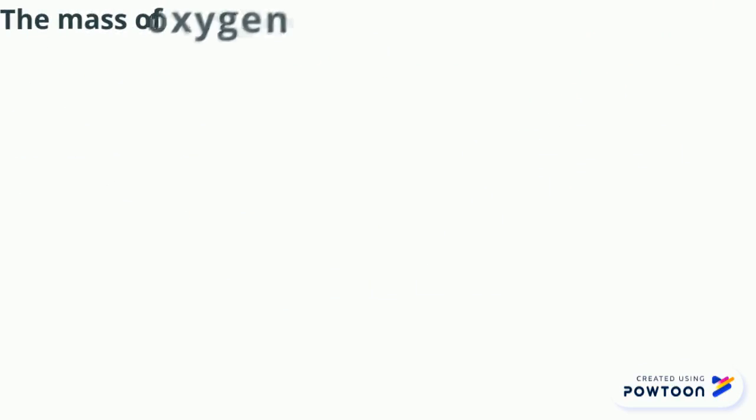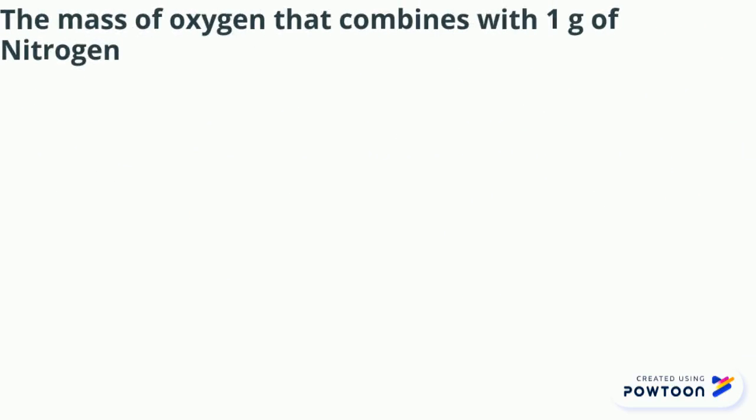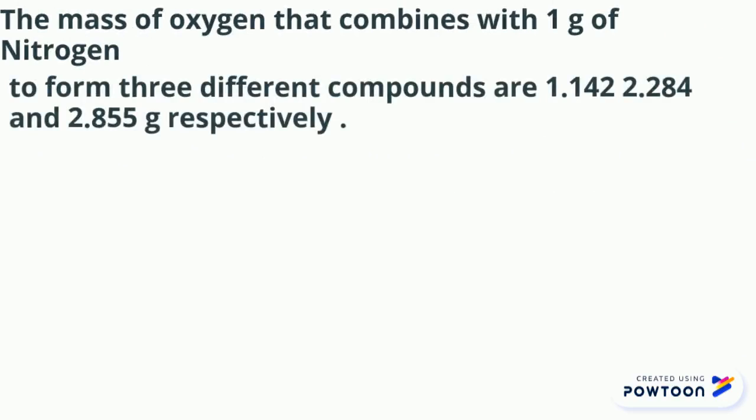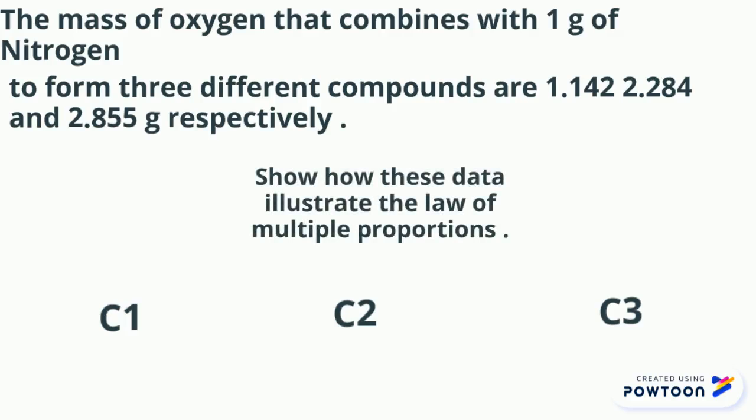The masses of oxygen that combine with 1 gram of nitrogen to form three different compounds are 1.142, 2.284, and 2.855 grams respectively. Show how these data illustrate the law of multiple proportions.